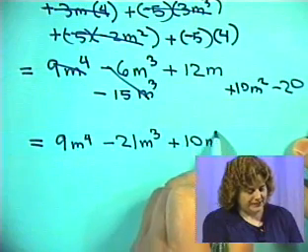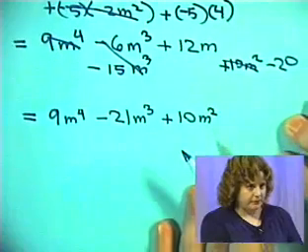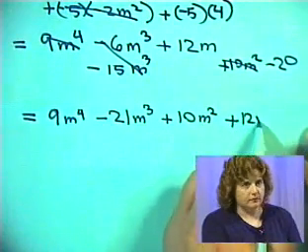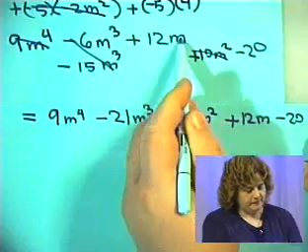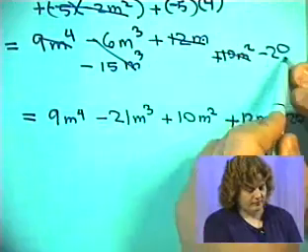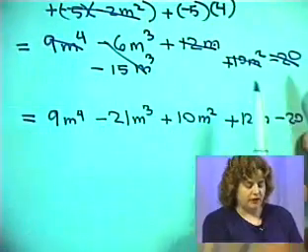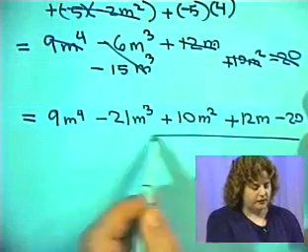So I'll put the 10m squared. Then we still have our 12m. And finally, minus 20. And all of our little pieces up here are crossed off, so we can be pretty sure that we haven't missed anything and that this is our final answer.